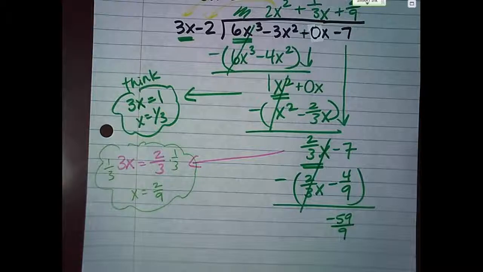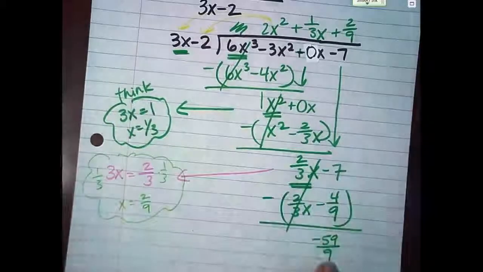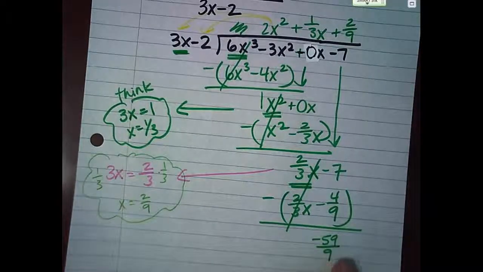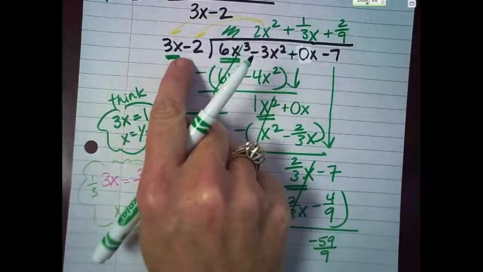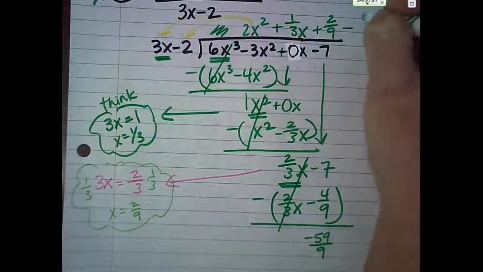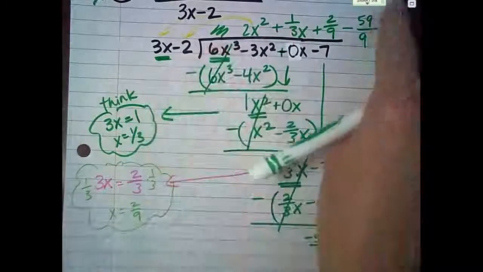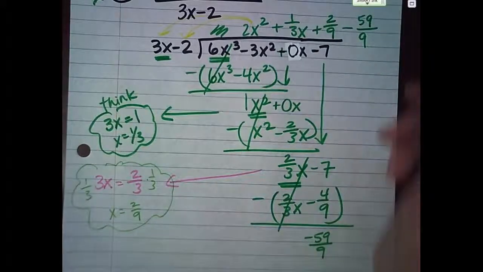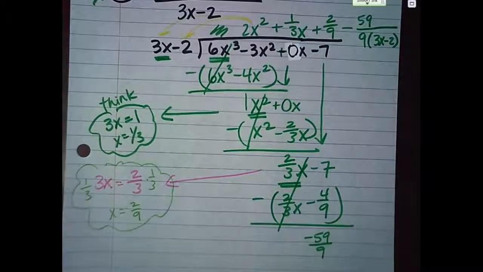Even if you got to -59/9, now you still need to know how to write the rest of your answer. Go back and look at what you have. We know when we have a remainder, we put the remainder on the end, and this goes in the denominator, correct? So put your remainder over here, 59/9, and where does this go? The 3x minus 2, does it go with the 59 or the 9? Right, the 9. So 3x minus 2. There you go. And that's your answer.